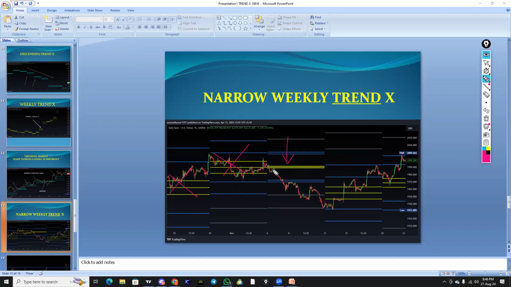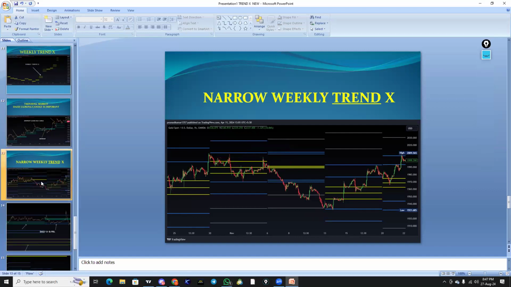Okay, you should remember that. So this is weekly trend X. And you can see very clearly it started from daily trend X and exactly finished at a weekly S3. Correct? So this is how it works. Okay, so now I'll just go to the real chart and I'll show you how it works in market.